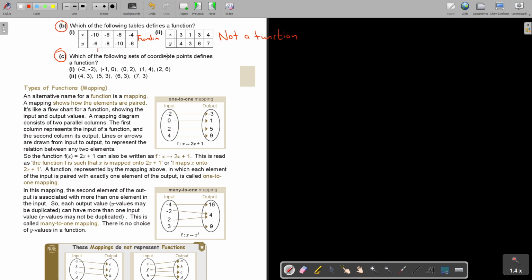Which of the following defines a function? Okay, this was easy to see. As long as we don't see the duplicates of the x values, it's fine, it's a function. Okay, I didn't write it nicely, let's just write it better. This is a function. Is there duplicate of the x? No. So it's also a function. Okay, and that is the introduction.